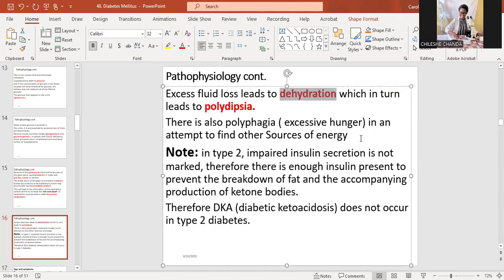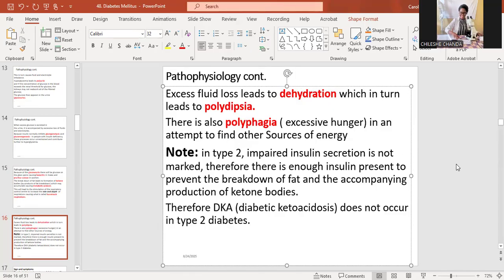And once the patient is dehydrated, the patient will want to take as much fluid as possible. Now, when the patient wants to take as much fluid as possible, this is known as polydipsia.